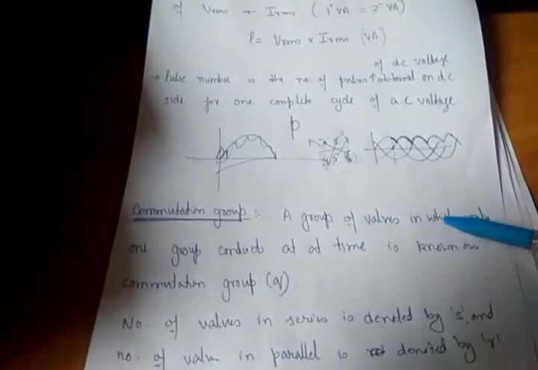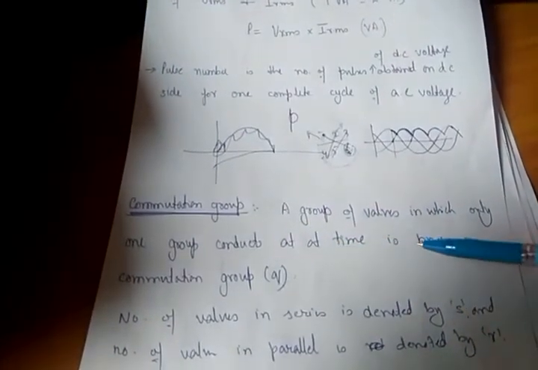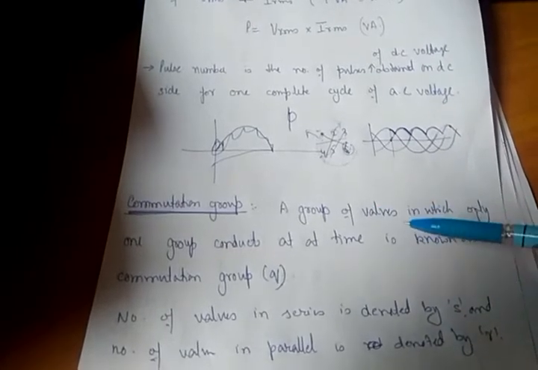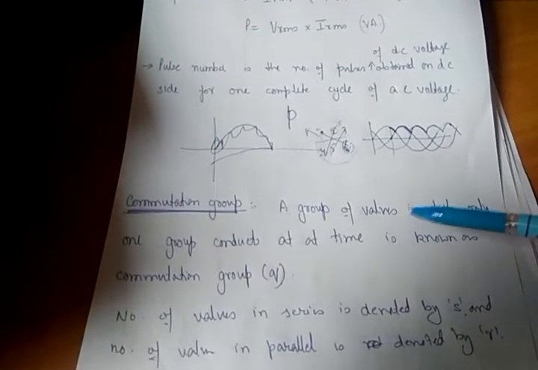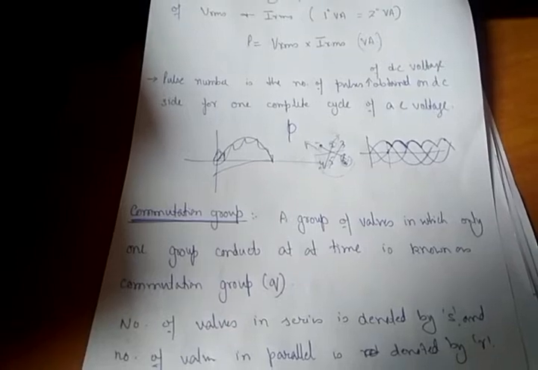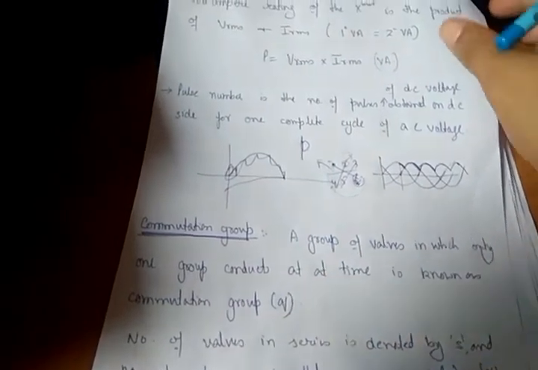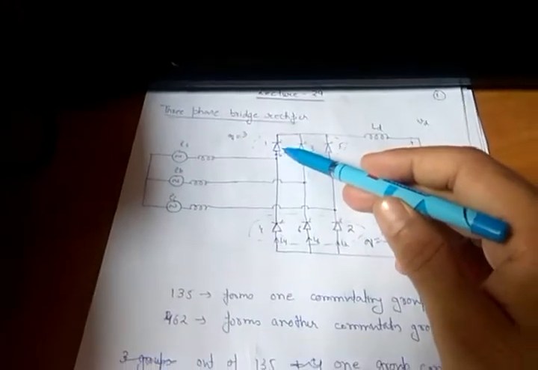A commutating group is a group of valves in which only one valve conducts at a time. Group of valves means how many valves are there in one group, and out of those valves, only one will conduct. So how many are in the group here? Only one is conducting at a time.